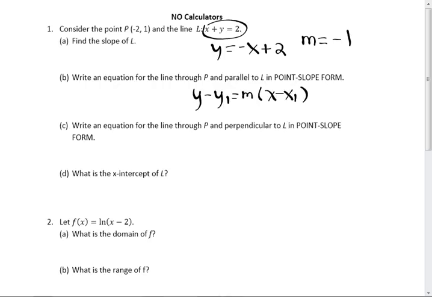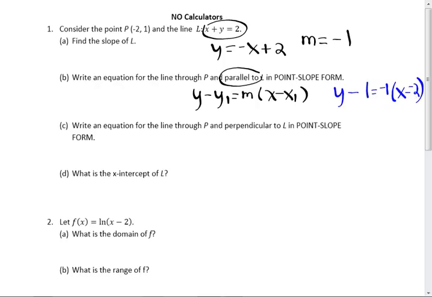If I want this to be parallel, what's true about my new slope? It has to be the same. So it's y minus my y value, which is 1, equals negative 1 times (x minus a negative 2). You may leave it that way. You can make it x plus 2.